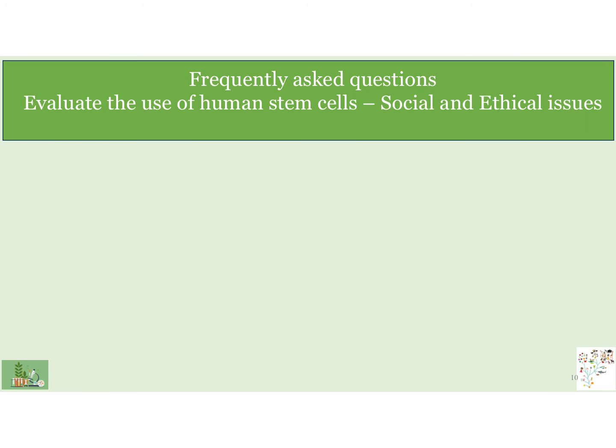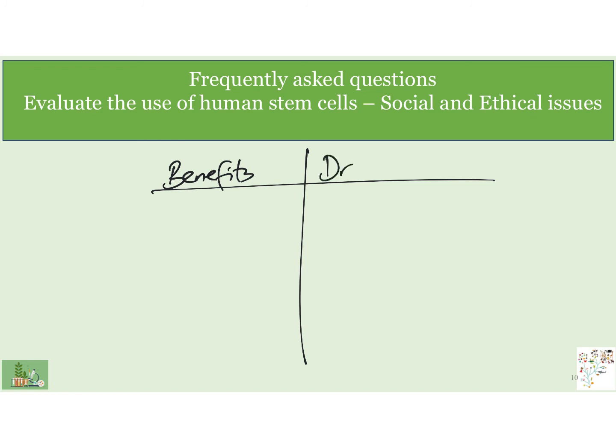A common 5-mark question you could get is going to be to evaluate human stem cells. I'm going to just set it up as a table. So first of all, what do we mean by the word evaluate? Evaluate means benefits and drawbacks. So I'm going to split this into two sections. First of all, I'm going to talk about the benefits of embryo stem cells and their drawbacks, and then we're going to talk about adult stem cells.